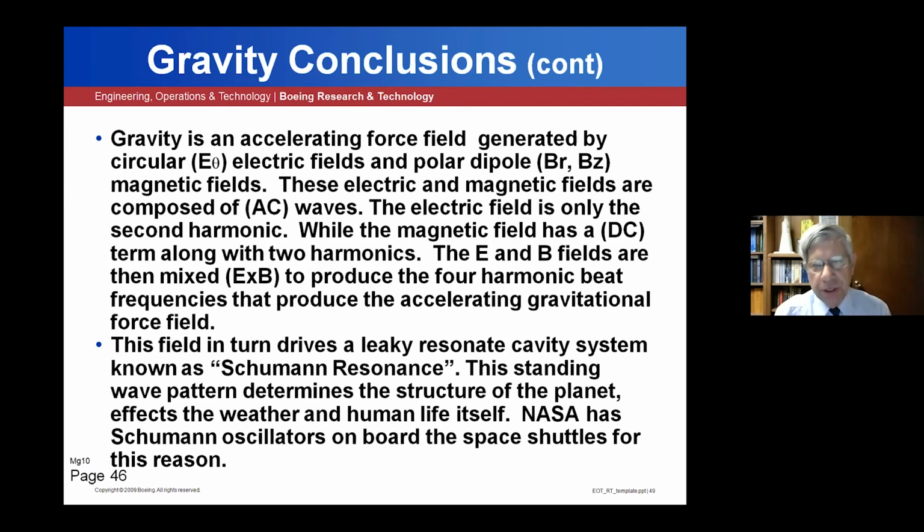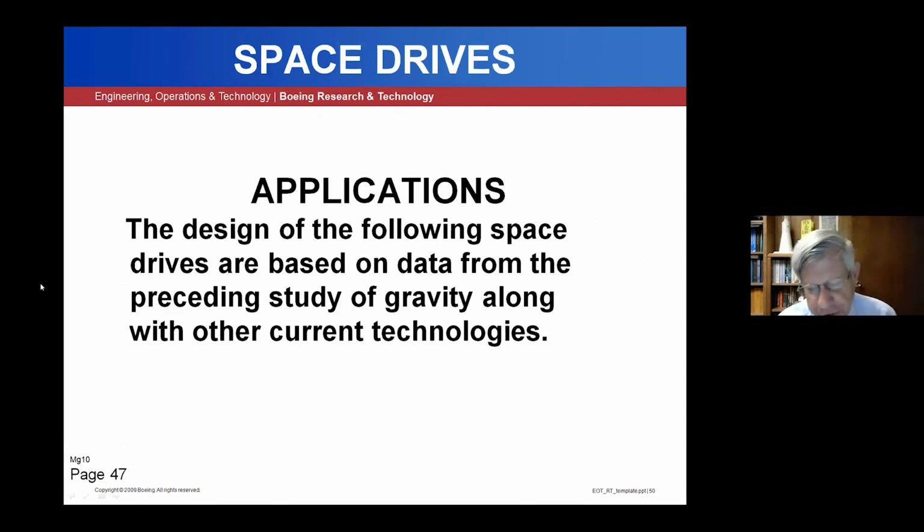It's part of the Earth system, if you will. Now we get to the fun part. Applications based on the learning, if you will, of the gravity force field generation.